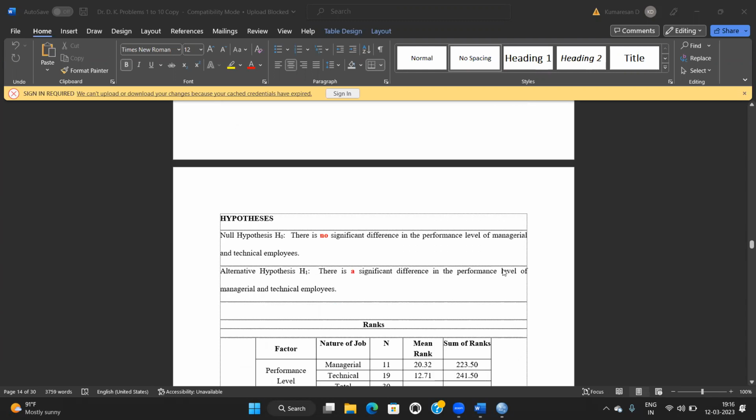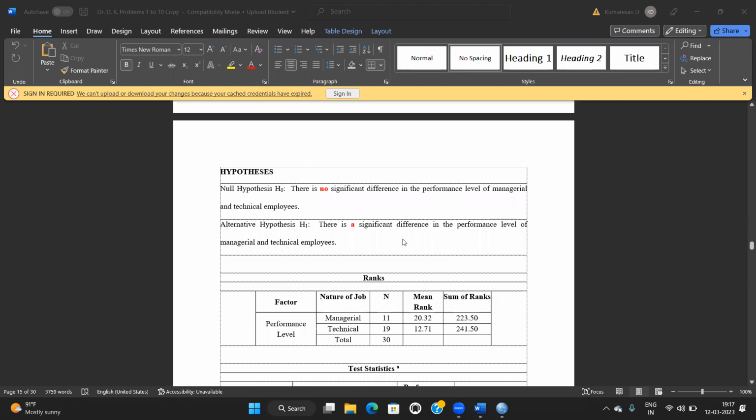So as usual, we have to formulate the hypothesis. Null hypothesis: there is no significant difference in the performance level of managerial and technical employees. Alternative hypothesis: there is a significant difference between the performance levels of managerial and technical employees. So this is what we have to do at first. At the beginning, we have to write the hypothesis.